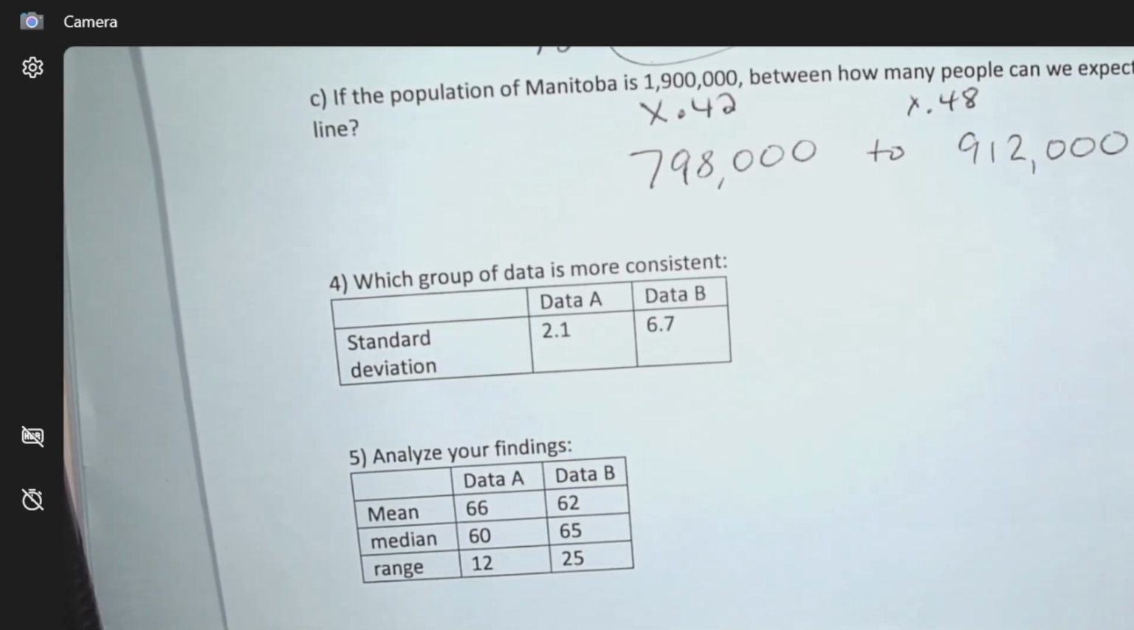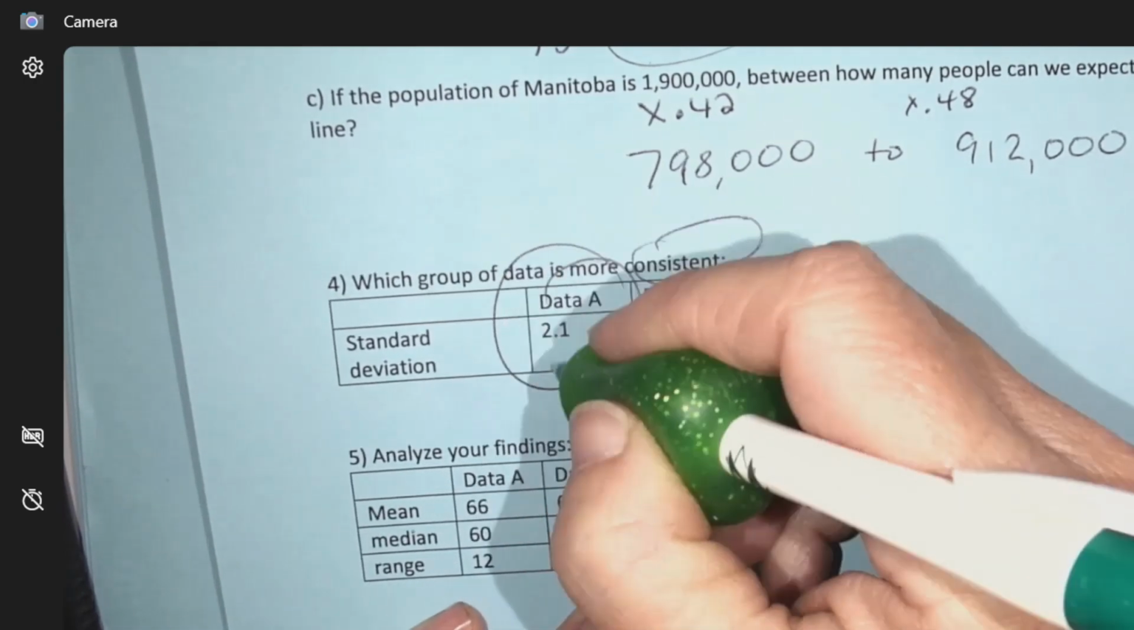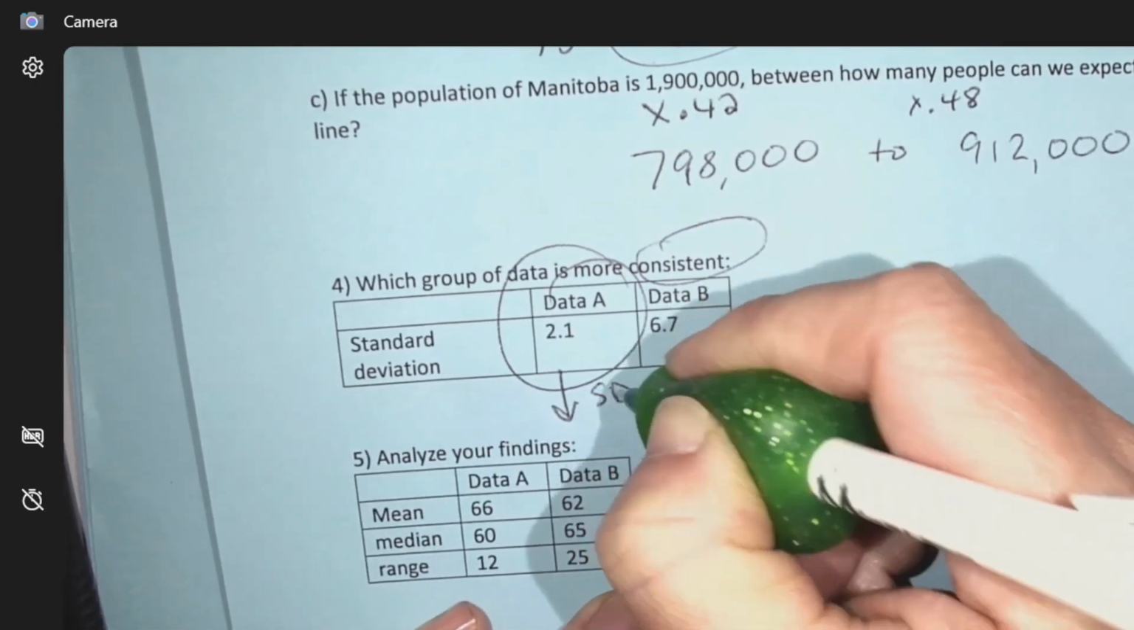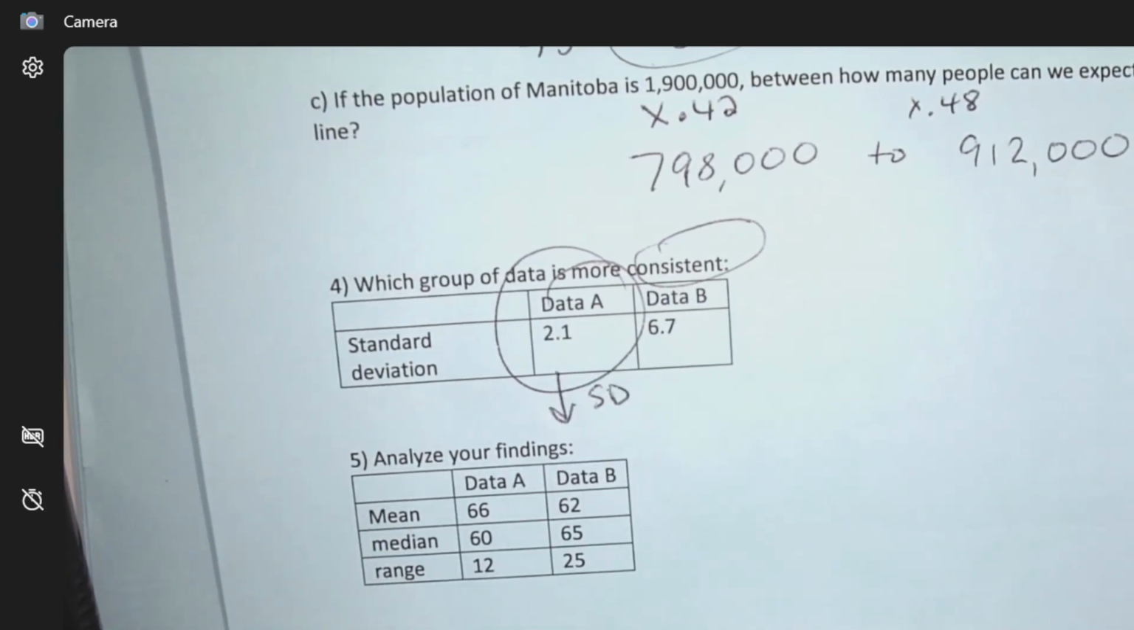Okay, which one of these data sets is more consistent? So we are looking for a lower standard deviation, because your standard deviation spreads us out over that little curve. The larger your standard deviation, the more spread out you are. So the lower standard deviation is more compact.